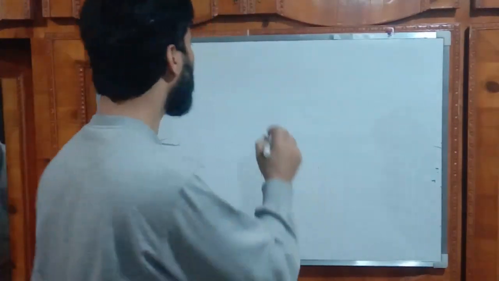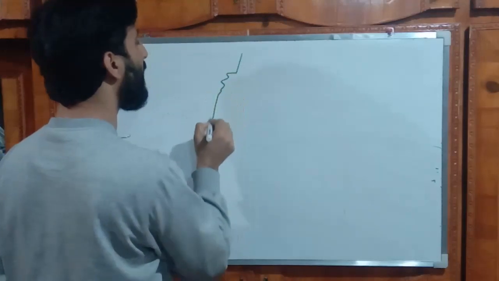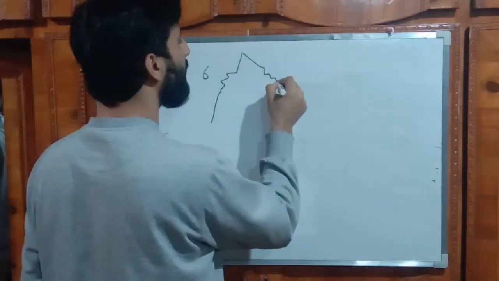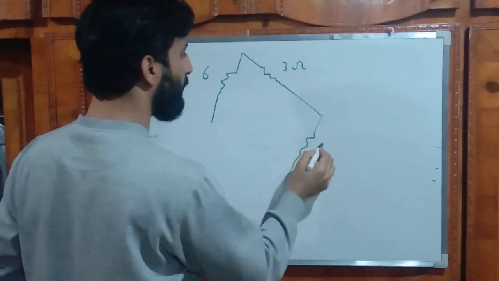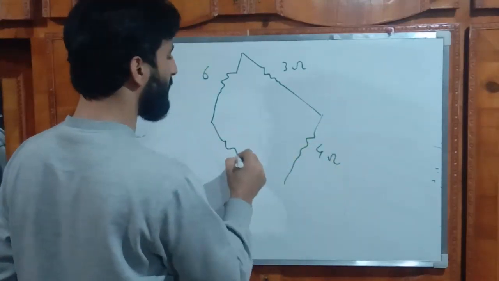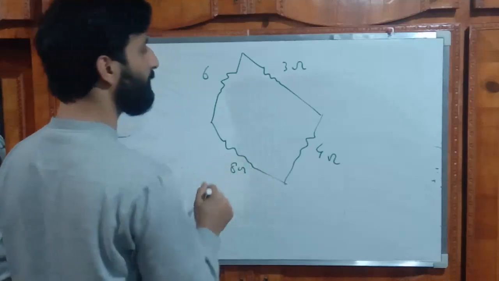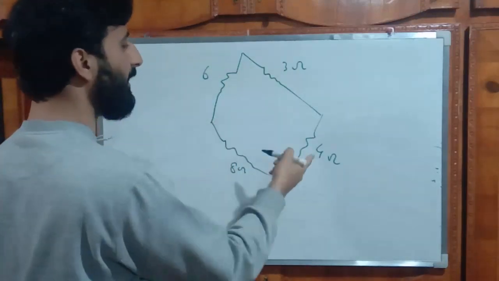So let's do a couple of problems. For example, I have a resistor like this, it is 6 ohm. I have a resistor, it is 3 ohm. I have a resistor, it is 4 ohm. And I have a resistor that is 8 ohm. Fine, 6, 3, 8, 4.